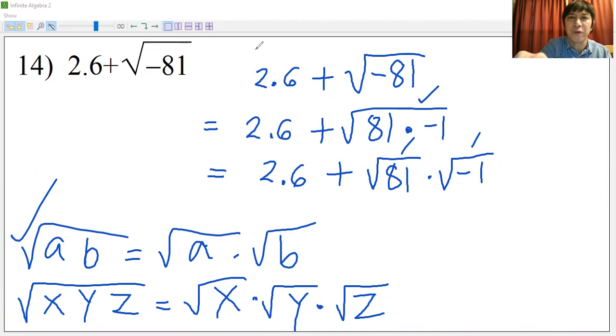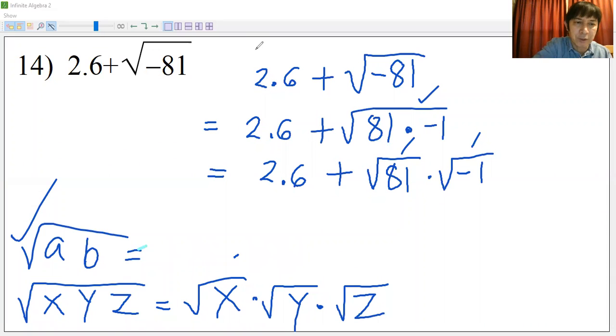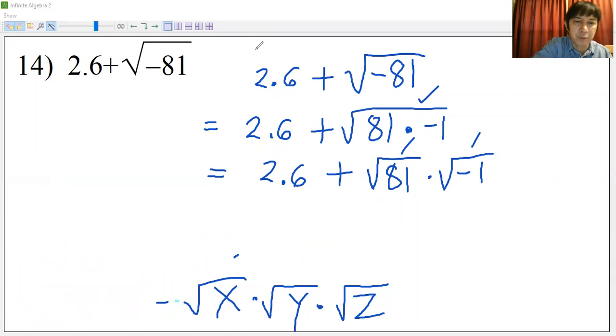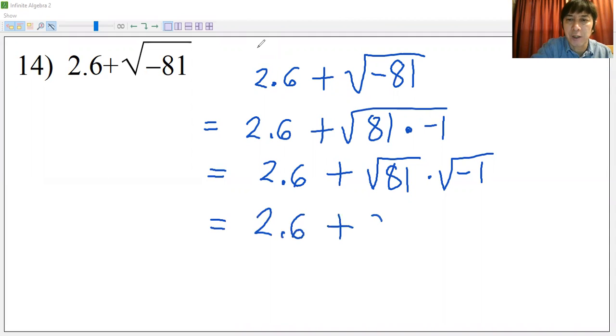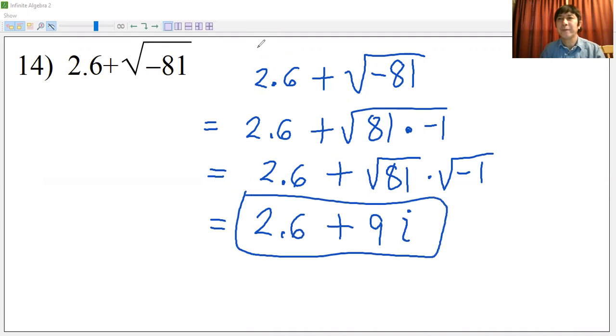Let me just erase my formulas so that we have some space to write on. I hope you were able to get that part. Let me remove the checks. Okay, let's continue. So this is now 2.6 plus 9, and then the square root of negative 1, you know that very well. That's imaginary. So the answer is 2.6 plus 9i. And we shall verify that after a short while over here. So, 2.6 plus 9i.